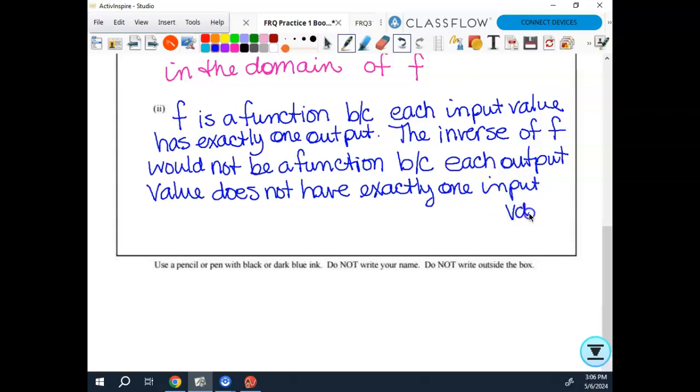And some of you went on to say things like, because at 4, like you were specific, that's fine. But let's read through this again. So f is a function because each input value has exactly one output. The inverse of f would not be a function because each output value does not have exactly one input value. And then again, if you wanted to give evidence and say because f of 2 and f of 5 are both 4, something like that.